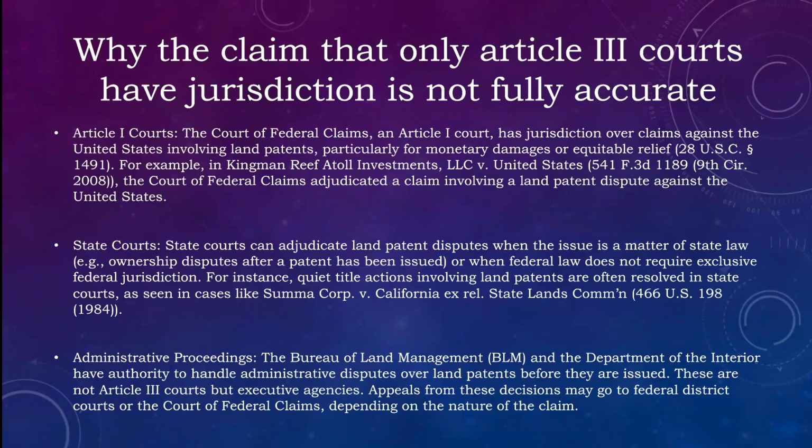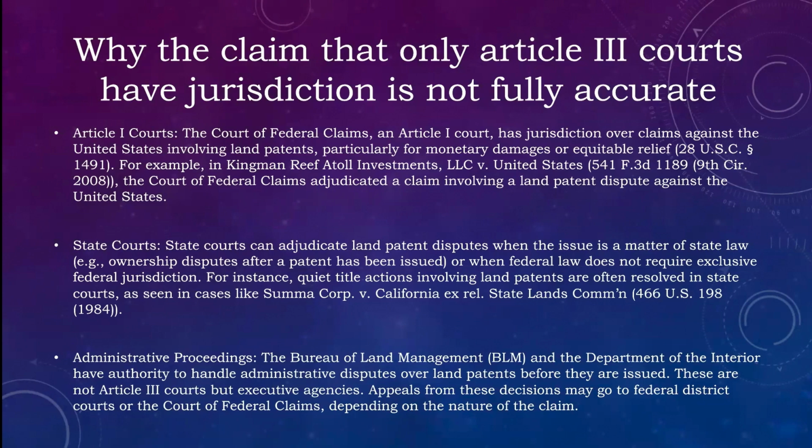Why the claim that only Article 3 courts have jurisdiction is not fully accurate. Article 1 courts, the Court of Federal Claims, have jurisdiction over claims against the United States involving land patents, particularly for monetary damages or equitable relief. The Court of Federal Claims adjudicated a claim involving a land patent dispute against the United States. So that's not particularly applicable to our instance.